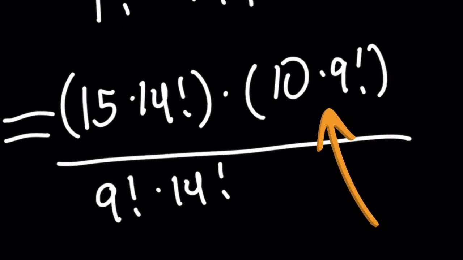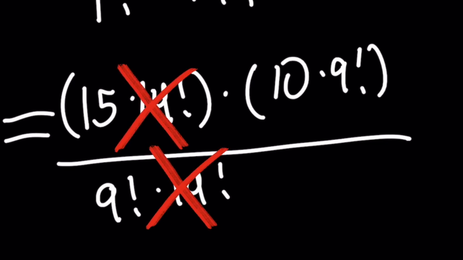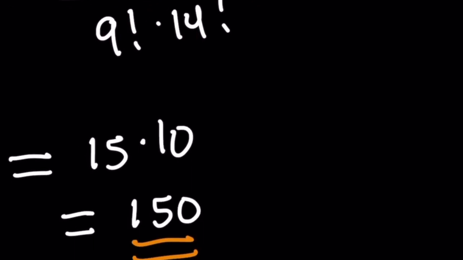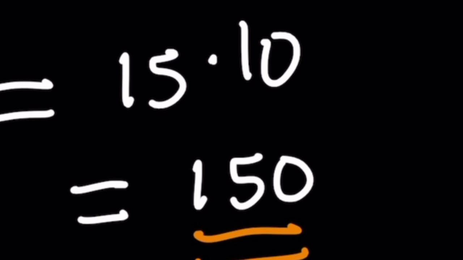And all of a sudden, this problem becomes super easy and super quick to solve, because you'll now notice that if we rewrite the expression using these tricks, we have a pair of 14 factorial terms that can be canceled out from the numerator and denominator. And similarly, the 9 factorial terms can be canceled out from the numerator and denominator. We're left with a final answer of 15 times 10, which is 150.